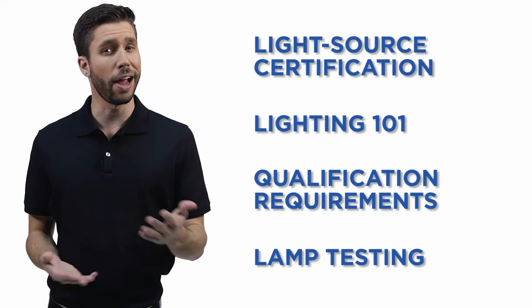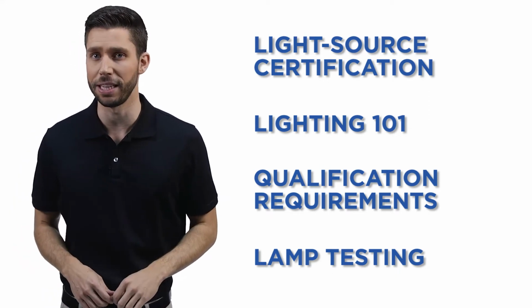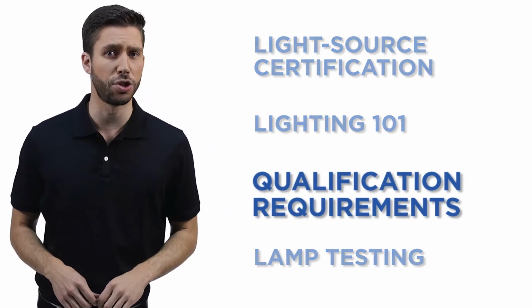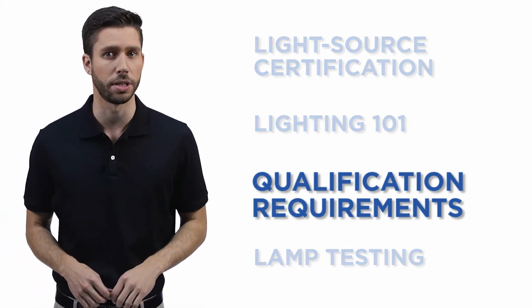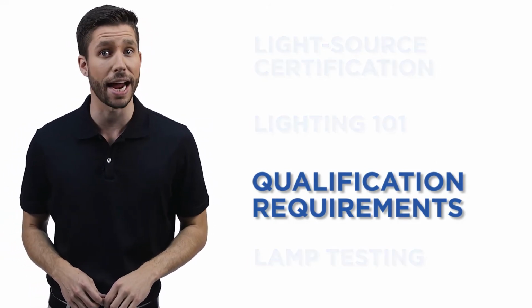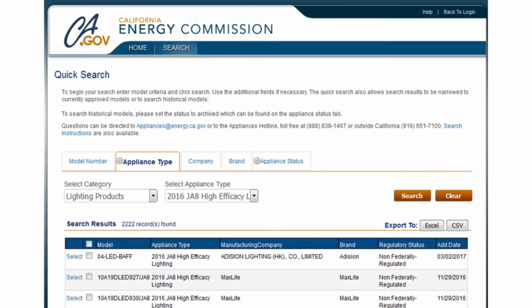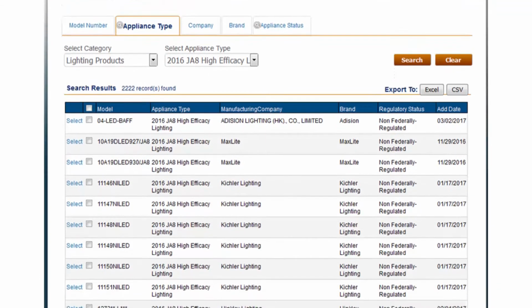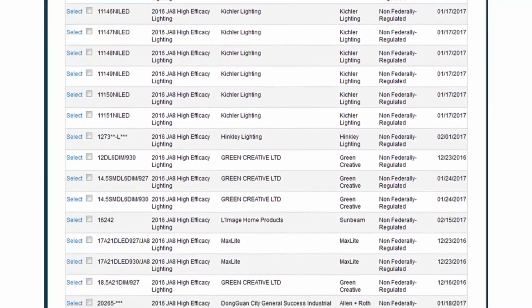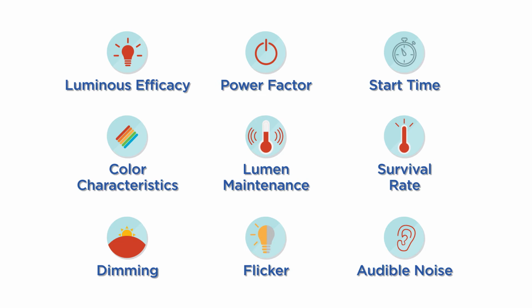Now that we're familiar with the lighting terms and concepts for high-efficacy lighting, let's take a look at the qualification requirements for high-efficacy light sources contained in Joint Appendix JA8. In order to qualify as a high-efficacy light source under Joint Appendix JA8, the source must meet certain criteria in the following categories: luminous efficacy, power factor, start time, color characteristics, lumen maintenance, survival rate, dimming, reduced flicker operation, and audible noise.